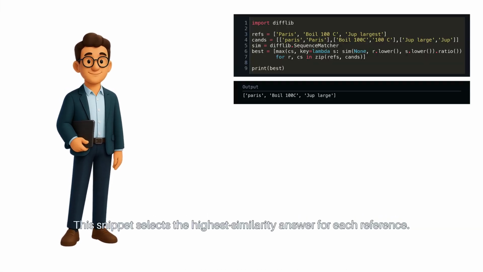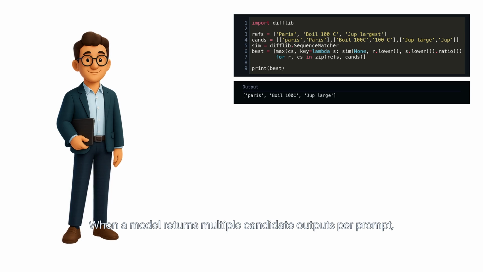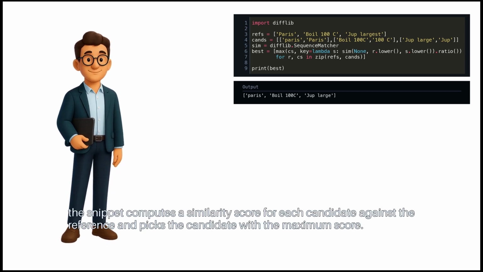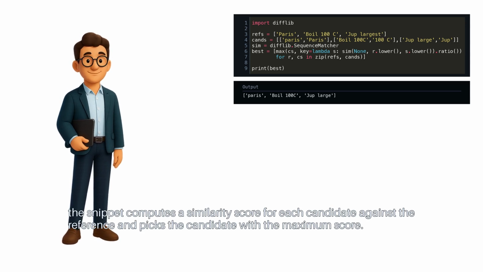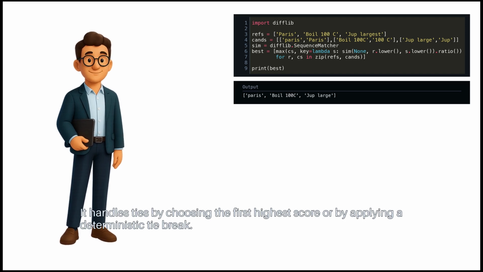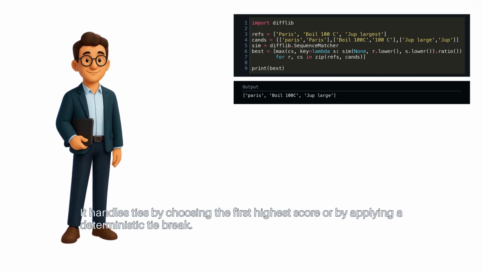This snippet selects the highest similarity answer for each reference. When a model returns multiple candidate outputs per prompt, the snippet computes a similarity score for each candidate against the reference and picks the candidate with the maximum score. It handles ties by choosing the first highest score or by applying a deterministic tie break.